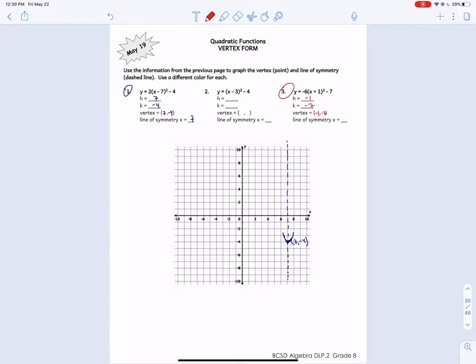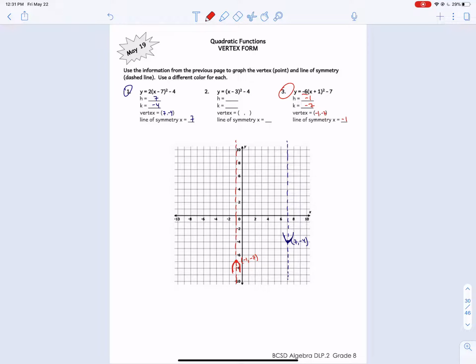Okay, so now the red. We have the line of symmetry is going to be at x equals -1. So here, -1. Okay, and the vertex is at -1, comma, -7. So right there, -1, comma, -7. And then there's a -6 in front of the parentheses, so that means it's going to open down.